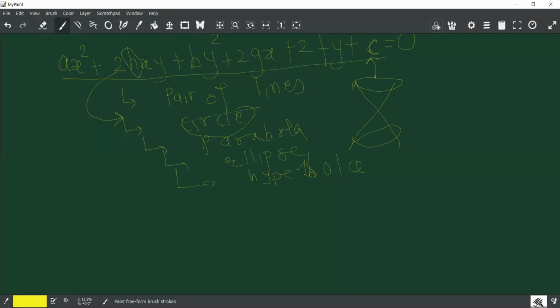For a circle, h is always 0 and coefficients of x² and y² are equal, that is a is equal to b. So this is the condition for a second degree equation in x and y to be a circle. The value of h is 0, and yes, 2hxy is not 0 is the right answer. Very smart. And coefficients of x² and y² are equal, that is a is equal to b. Correct? All right.